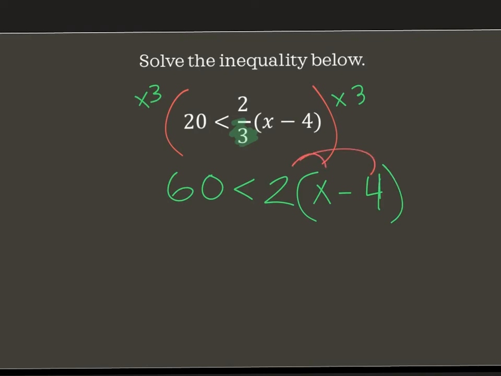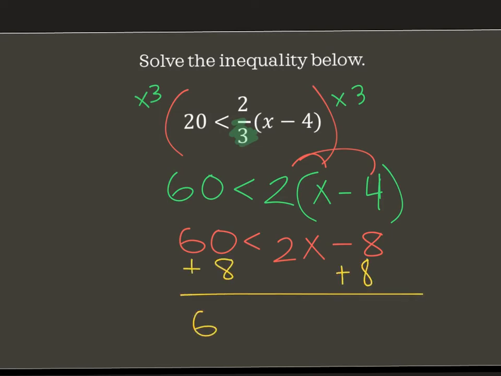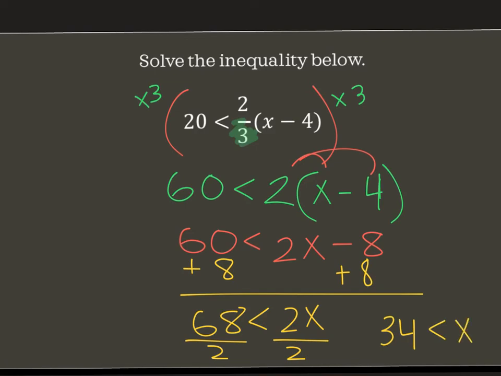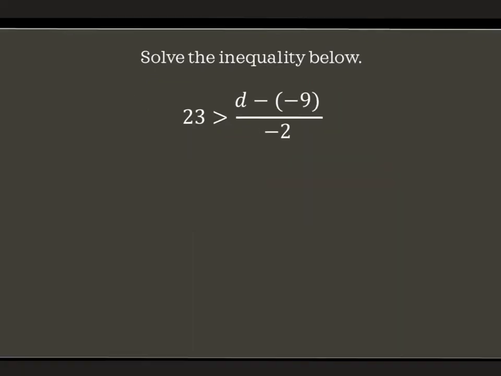Now we distribute. So bring down our 60, bring down our sign. 2 times 1x is 2x. 2 times -4 is -8. Now that's just a two-step problem we can solve. Add 8, we get 68 is less than 2x. Divide by 2, divide by 2. I'm running out of room, but that should be 34 is less than x. Done.